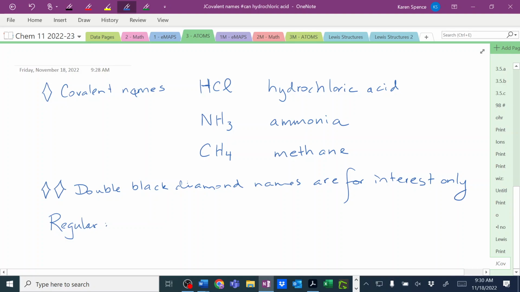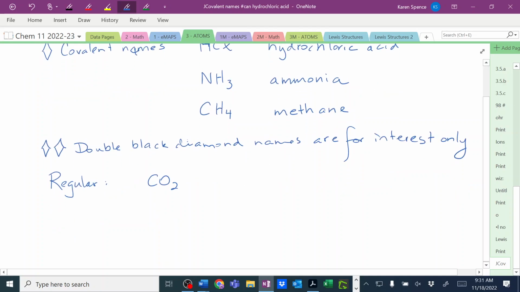Oh, and you should be able to name water. For regular, actually, we should put this, you should be able to name CO2, H2O, because those are so common. Do you know what I mean? What is the name of CO2? Carbon dioxide. Oh, I'm sorry. Yeah, you're like, hang on. Dioxide. And H2O is water, of course. Okay.